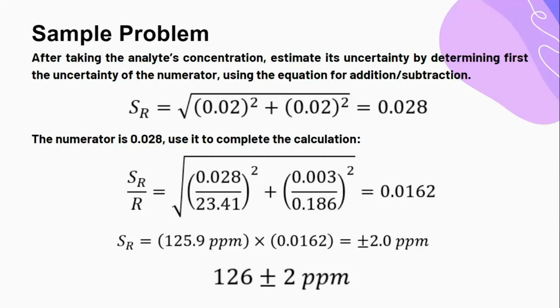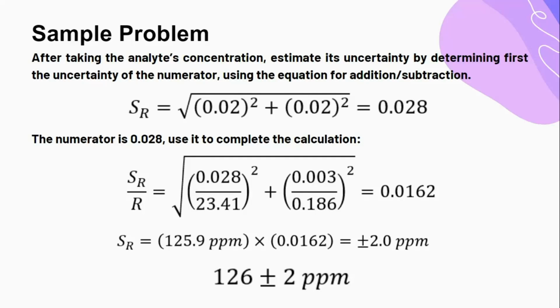So now that the numerator uncertainty is 0.028, we will use it to complete the calculation for the relative uncertainty. Here, in the equation, we have S sub r over r equal to the square root of (0.028 over 23.41) squared plus (0.003 over 0.186) squared. So calculating this, we will have the relative uncertainty equal to 0.0162.